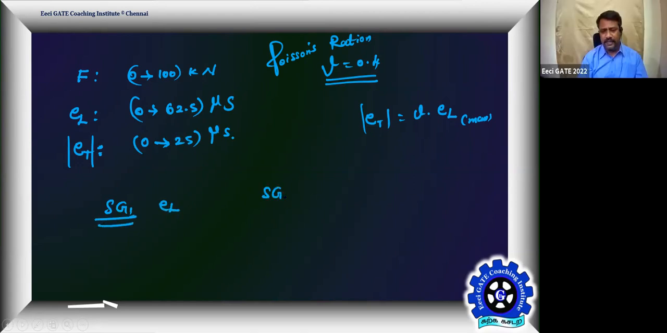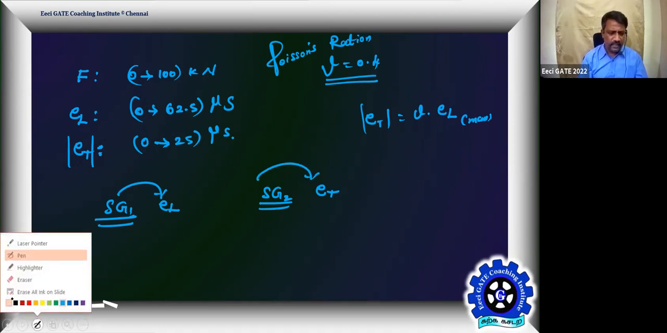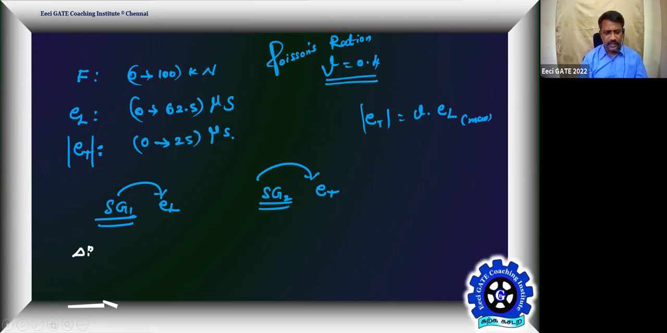Okay. Assuming SG1, strain gauge 1, sensing EL, SG2 is connected in the strain environment to sense what? ET. So SG1 is in the EL axis, SG2 in the ET axis. Now tell me, what will be the delta R of your SG1? Delta R is equal to R into SG into EL, it is sensing. And delta R of this is R into SG into ET, it is sensing. Agree, all of you?